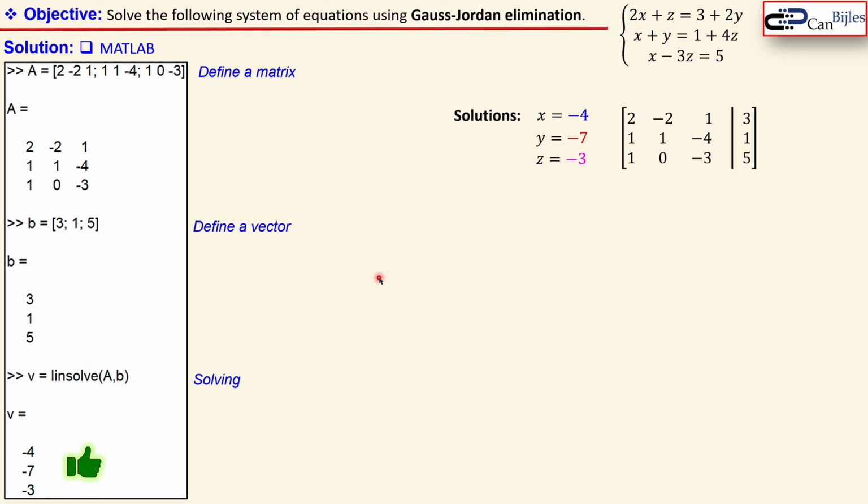Alright, that was our example considering the Gauss-Jordan elimination for this 3x3 system of equations.